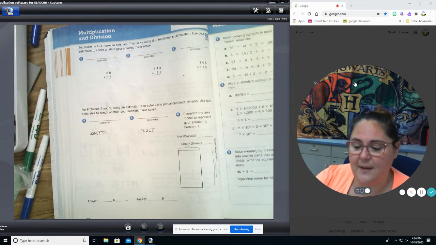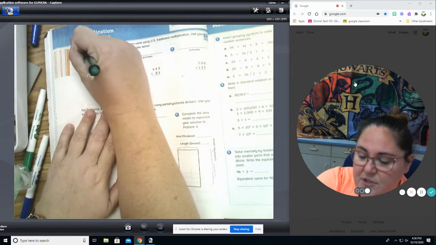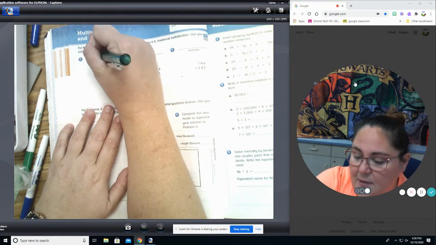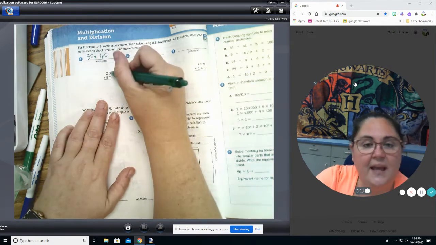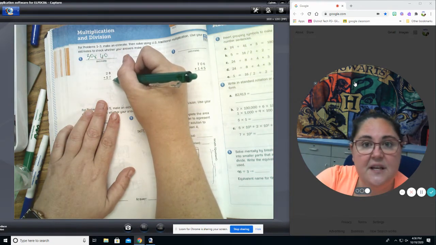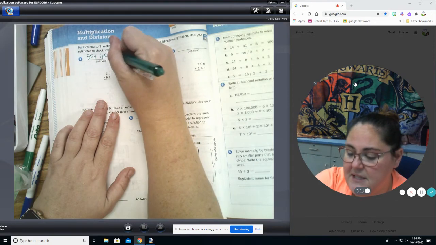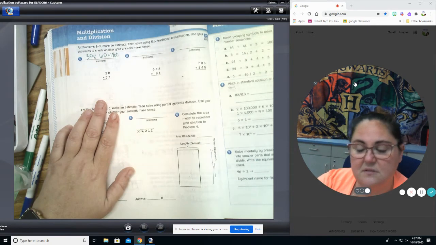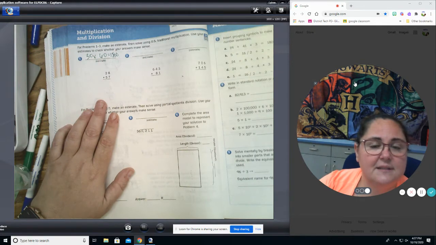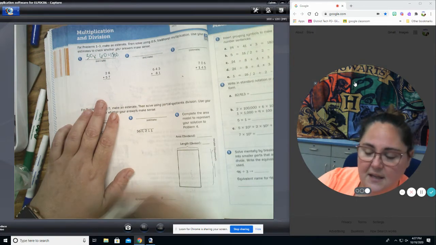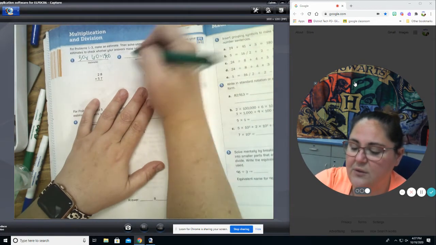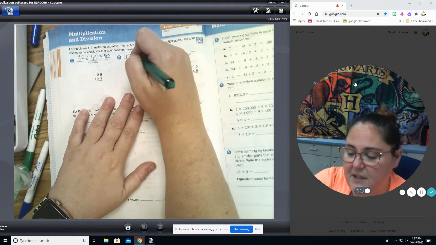So if I want to estimate 28 times 57, I would say it is close to 30 times 60, because 28 is close to 30, 57 is close to 60. So 3 times 6 is 18, carry my 2 zeros. One's going to be about 1,800. Number 2, my estimate, 643, I would say is close to 650.